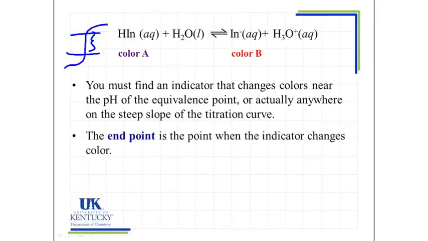Well, first of all, let me define endpoint. Endpoint is the point where the indicator changes color, and so that is its switchover. There is some point where there's an equal amount of HIn and In minus. At that point, you'd probably see a color somewhere in between those two. So we've got purple and red, and it's going to be a purplish red. You're not going to see a distinct color change until In minus is predominant. But where that color change occurs is called the endpoint. Our goal is to make the endpoint match the equivalence point as close as possible.